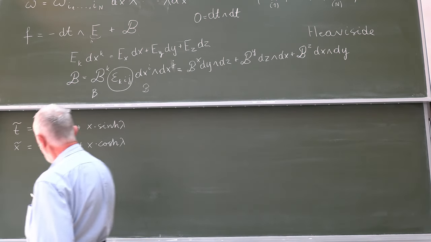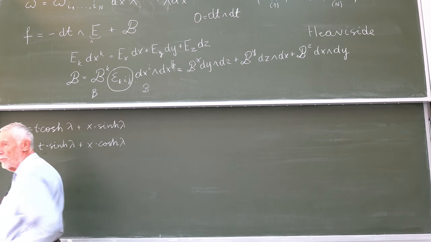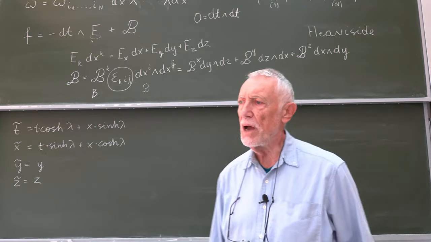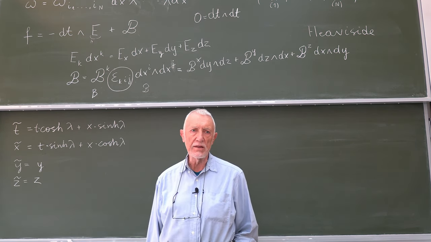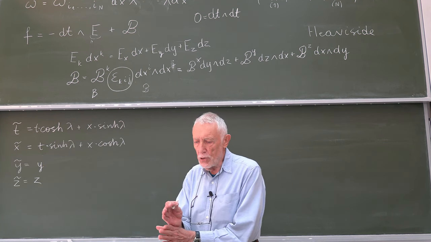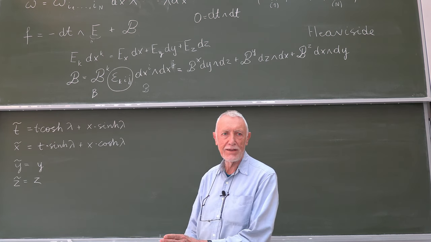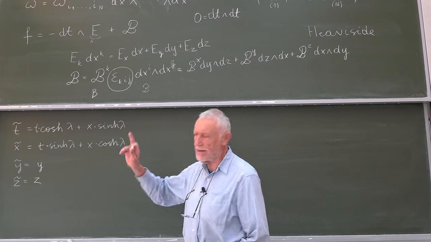Now in four dimensions, it means that we perform this two-dimensional Lorentz transformation, and the remaining coordinates remain the same. So new y is equal to the old y, and new z is equal to the old z. It is very easy to prove, and probably you even know the proof, that every Lorentz transformation is of that type, but you have to choose properly the axis. The axis in which the new observer is moving is called the x axis.